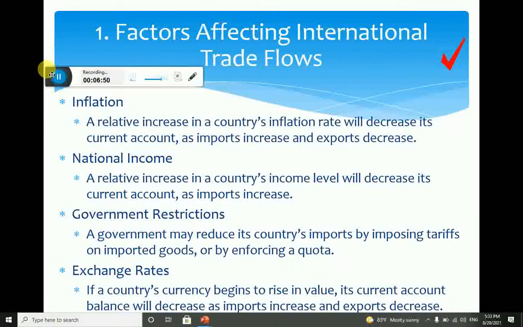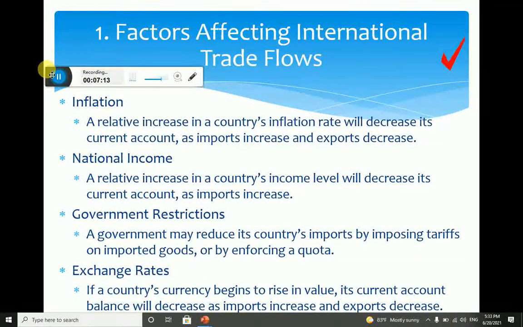The country is not importing more, it's still importing for 4 million, but the export has decreased to 3 million. Now what is the difference between the exports and imports? It's 1 million difference, right? So that's how inflation affects international trade, the international flow of funds from the trade.